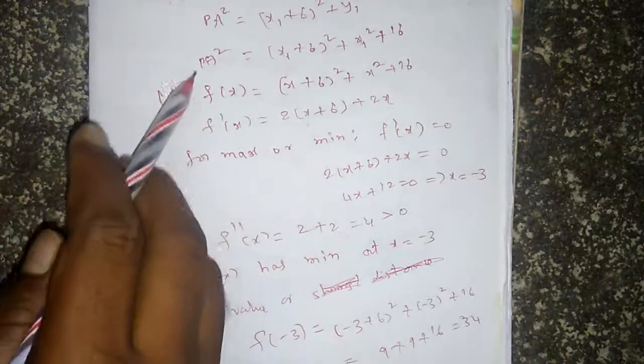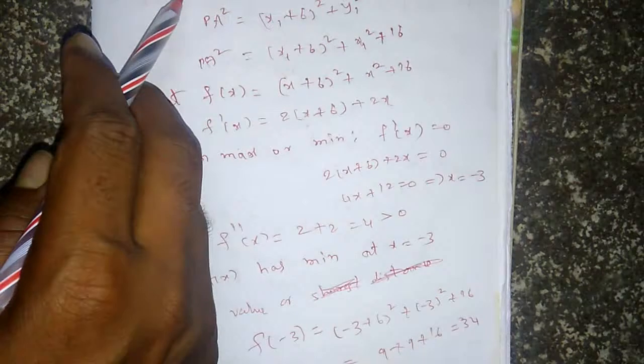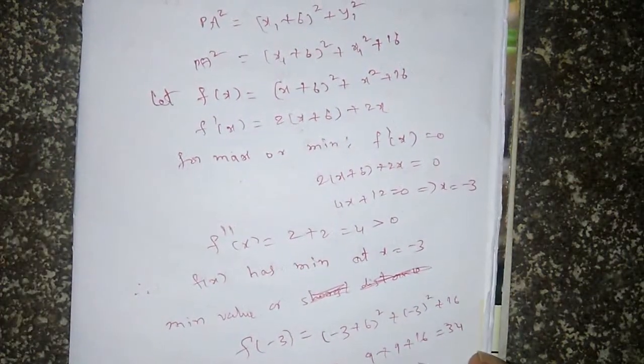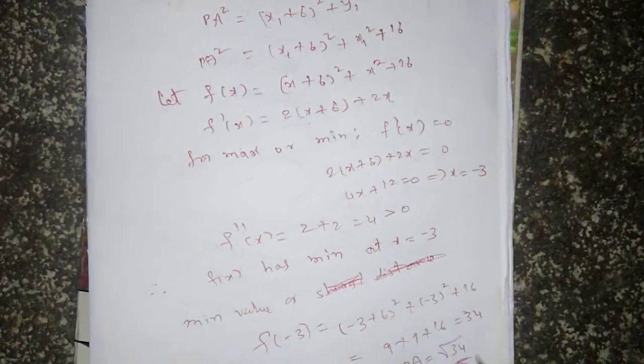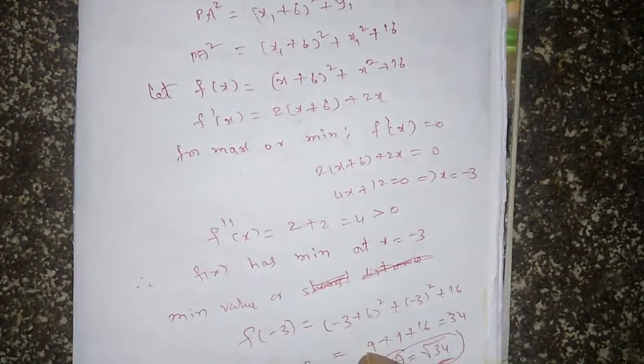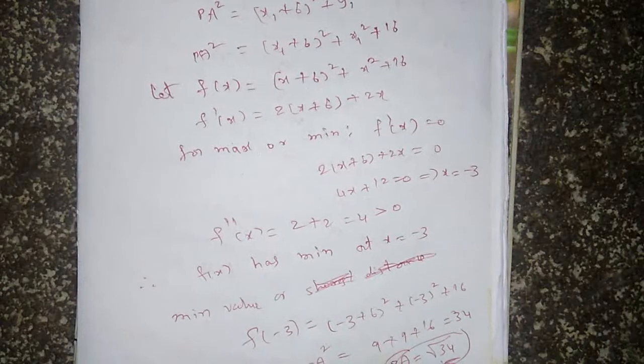F of x is pa square. So but we need pa. Therefore shortest distance pa is equal to root 34. This is pa square. Therefore pa shortest distance is root 34.